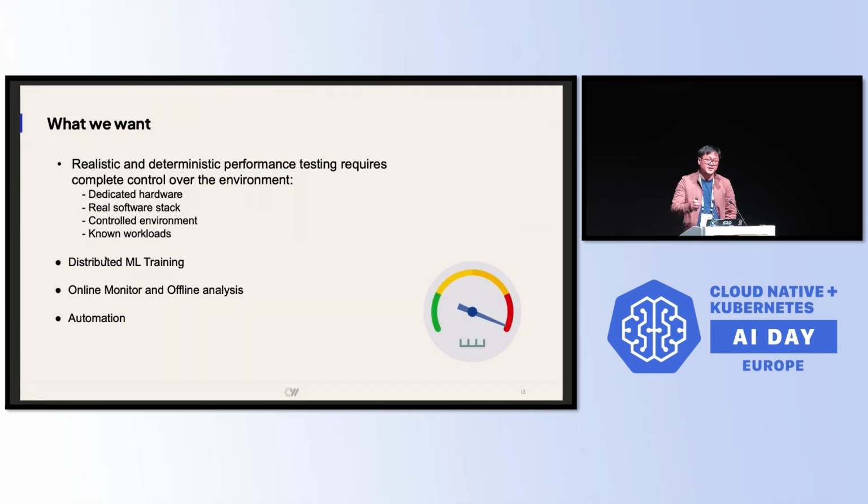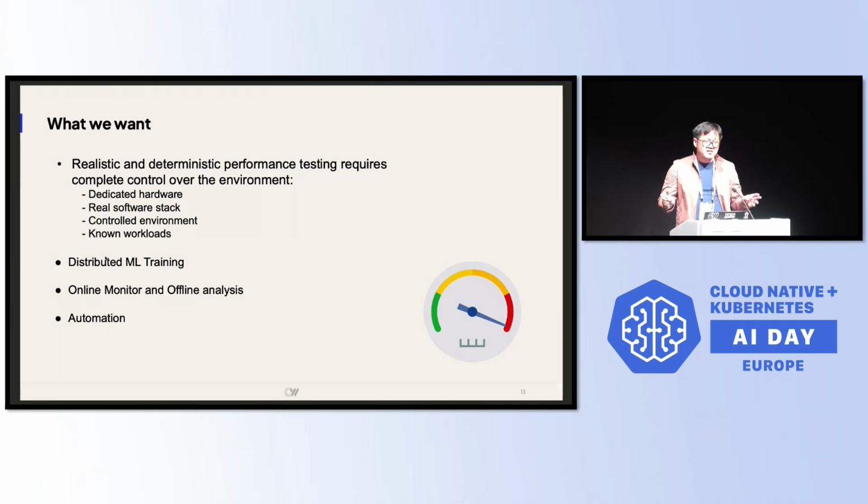But in order to do that, we thought about what we should do to fix this kind of pain point. We're thinking maybe we could build a controlled environment. We decide every hardware, software, and the workload we put on it. So we know what will happen, and we monitor that, measure that, and analyze that. So we could control everything there. And this is for distributed machine learning only.